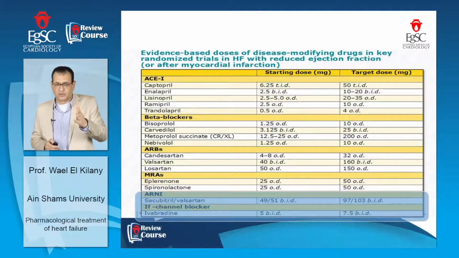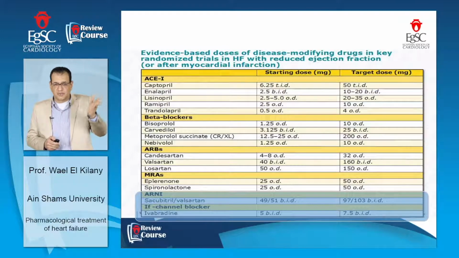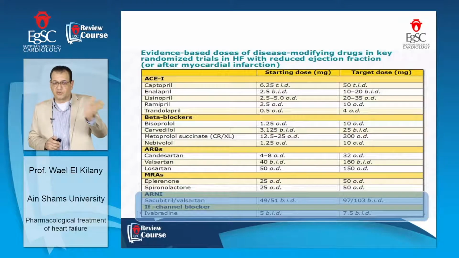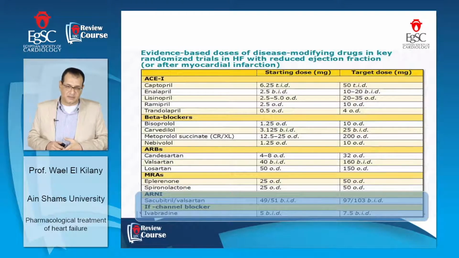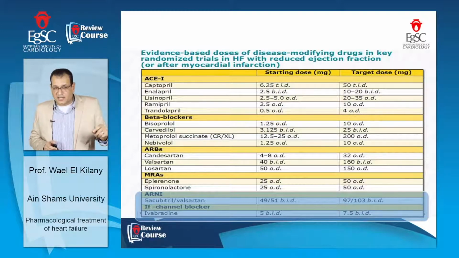Bisoprolol, you start by 1.25 and you end up to the target dose of 10 milligrams. Carvedilol, 3.125 twice, and take care here, carvedilol should be given twice in heart failure, and up to 25 milligrams twice. Metoprolol, you start by 12.5 to 25, and then you go to the target dose of 200 milligrams once daily. Nebivolol, you start by 1.25 and you end up by giving 10 milligrams as the target dose. So in the beta blockers, you take care that carvedilol is given twice daily.